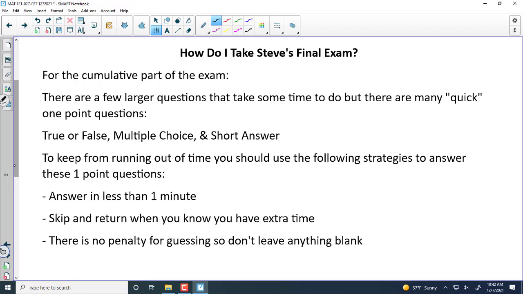I've taken this test 3 times already. I think it's a fair test. I think it's a fair length, but it does not allow for people to spend a lot of time on each 1-point question. So we're just going to talk about this briefly.